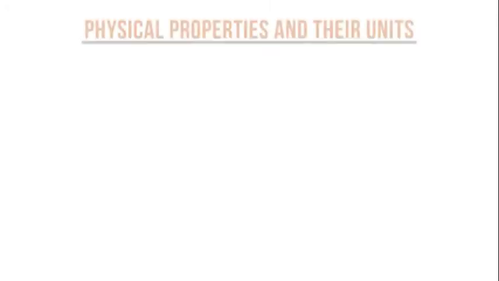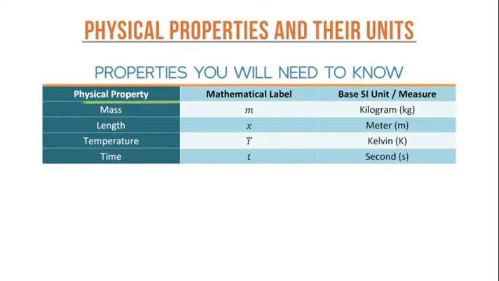The fundamental physical properties you will need to know for the tests are as follows: mass, length, temperature, and time. You can see that for each property there is a mathematical label which is used in formulas, and the actual name of the corresponding SI unit or measure. Please feel free to pause the video and familiarize yourself with the information on this chart.